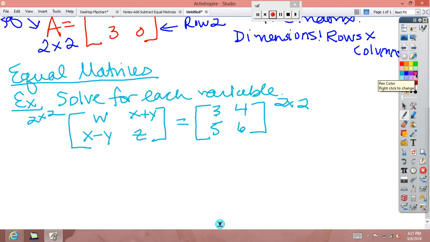Alright, so what I know is it tells me they're equal here, so everything in the same position is equal, which means W equals 3. Look at that, we already know one of these. Okay, Z equals 6. Oh my gosh, we already know 2 of them. So we still have X and Y here. These are a little trickier, but we're going to be fine. We can do this. I like the pink, I'm going to keep it.